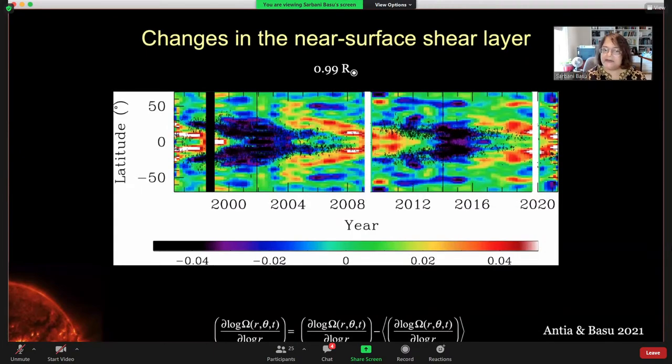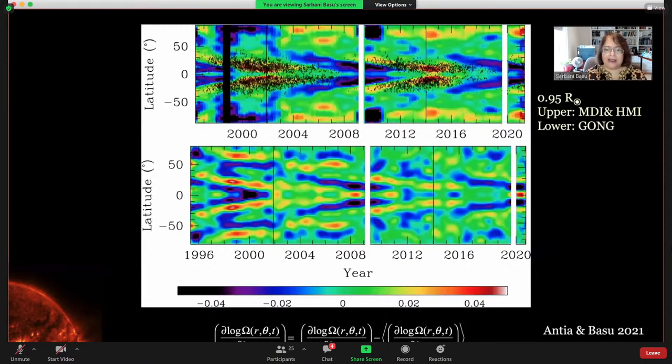Now, remember the near surface shear layer? Well, even that changes as a function of time. The rotation rate gradient there changes, but here the sunspots appear where the rotation rate gradient is smaller than the average. Okay, so again, hints, but we don't know what it means. This is the same thing, but at a slightly different depth, so it doesn't matter.